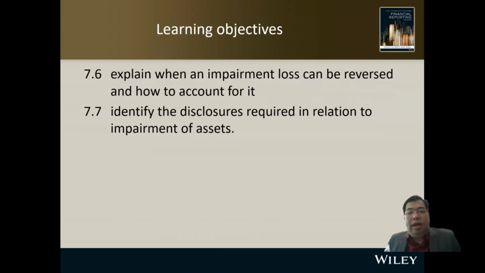Number six, explain when impairment loss can be reversed. Previously, you recorded an impairment loss. Maybe after a few years, you want to reverse the loss. There's no more loss. The value of the asset increases. So how are you going to account for that? And finally, identify the disclosure required in relation to the impairment of assets. So these are the things that I'm going to cover today.